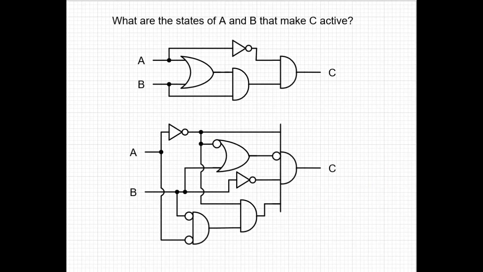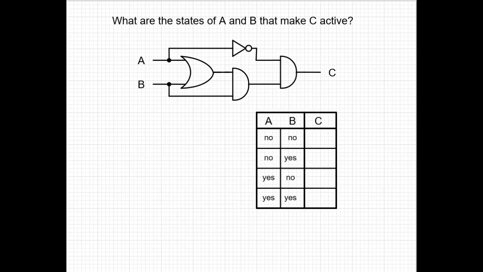On to the second exercise. We're not asked to find just one state that renders C active, so we'll go through all the combinations. We start with both inputs inactive, and although the first input to the C output AND gate is active, the other is not, so C is inactive. However, once the B input is active, then C is also made active.